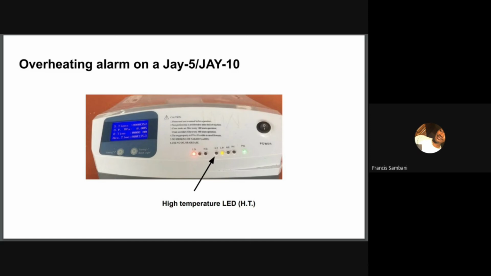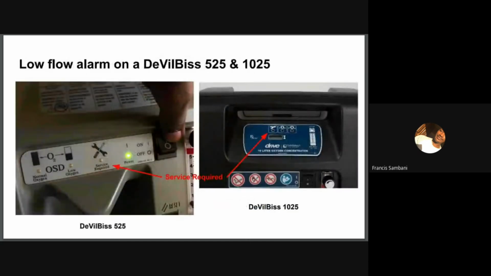And now moving on to the low flow or lack of oxygen alarm. We'll look at the Devilbiss 525. The low flow in the Devilbiss 525 is indicated by a visible service required indicator and also by an audible alarm. So for the 525, you want to get the service required and the beeping sound from the concentrator.